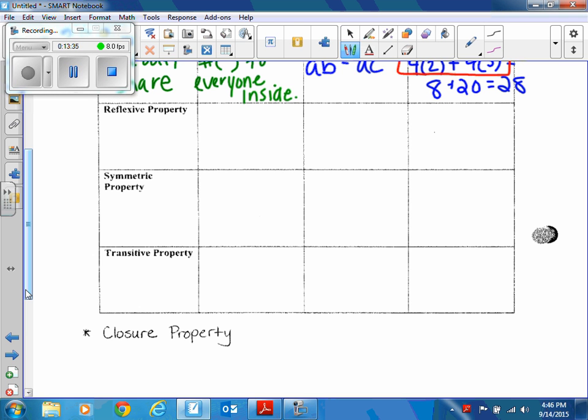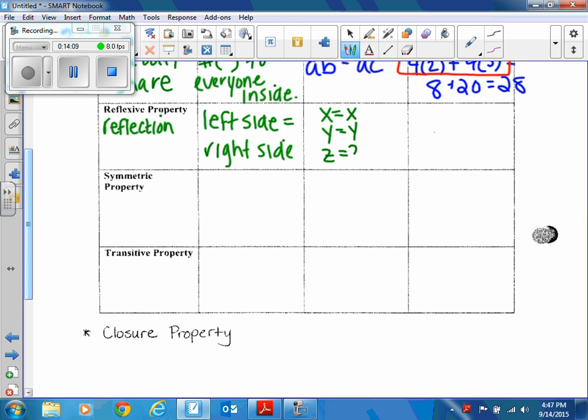So the reflexive property, you could think of it as your reflection, okay? Think about it, if you look into the mirror, you are on one side and what's in the mirror is the same thing, that's your reflection. So the left side is going to be equal to the right side. They're going to be the same thing. So you can have x equals x, y equals y, z equals z. The reflexive property.